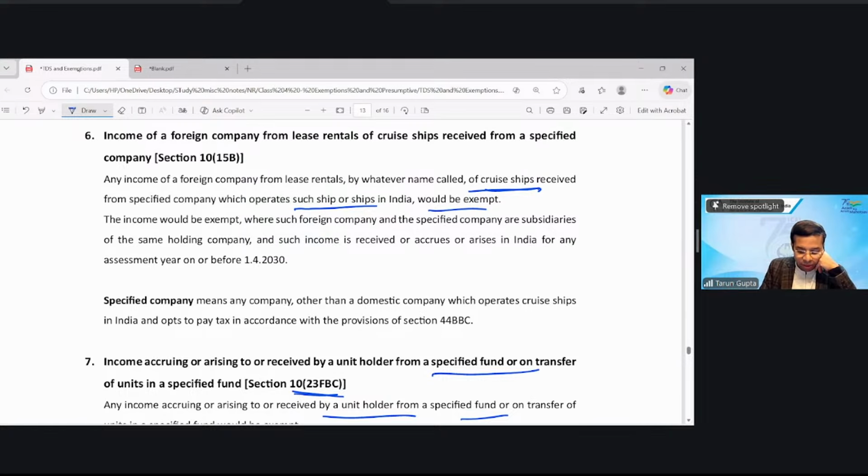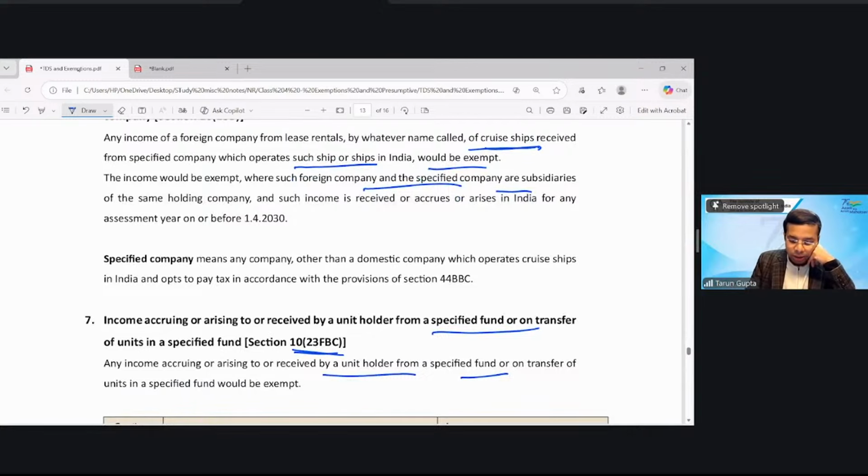The income will be exempt where such foreign company and the specified company are subsidiaries of the same holding company, and such income is received or accrues or arises in India for any assessment year before 1st April 2030. The exemption is up to 2030. For the time being, the sunset is provided up to 2030. When we come close to the date, generally it gets extended depending upon what was the objective and how much it is achieved.